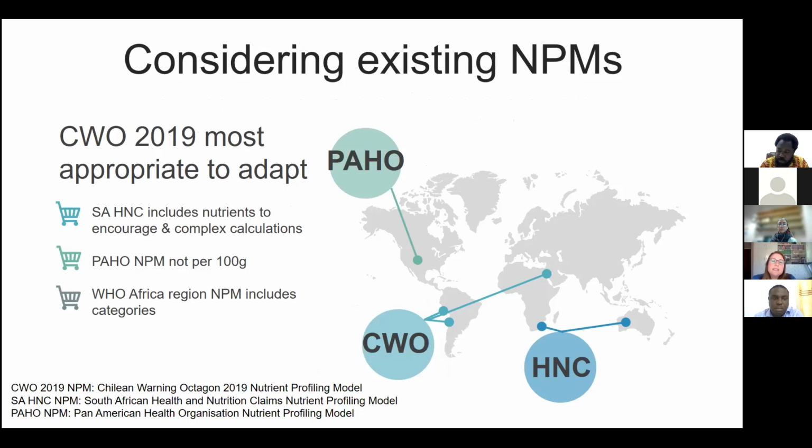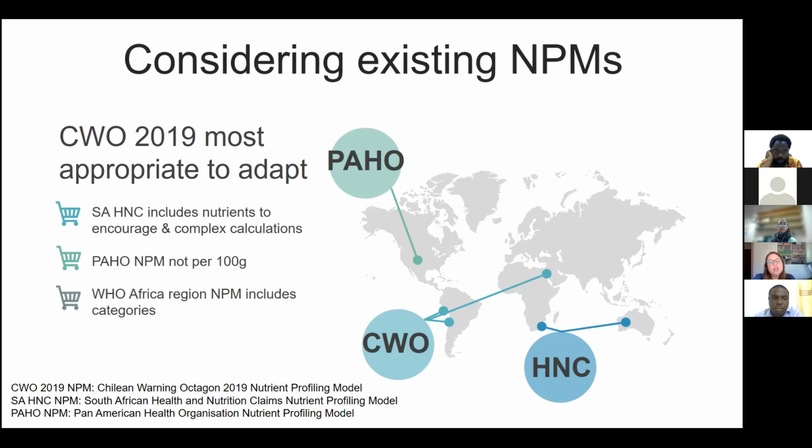It's generally an accepted approach to adapt an existing nutrient profiling model rather than developing one from scratch, as there are so many existing nutrient profiling models that are successful, and also because of the cost of developing one from scratch. The most appropriate model to adapt is guided by the decisions that are made in steps 1 through 3. And so based on our decisions, we looked at models that were developed for similar purposes and considered them.